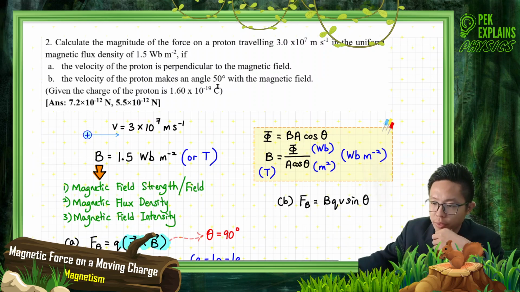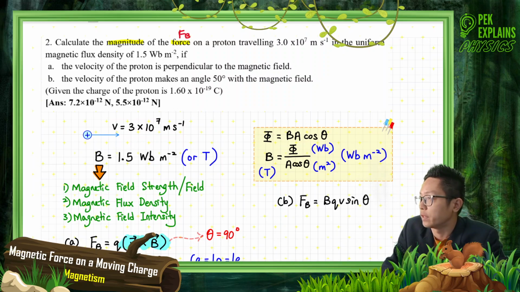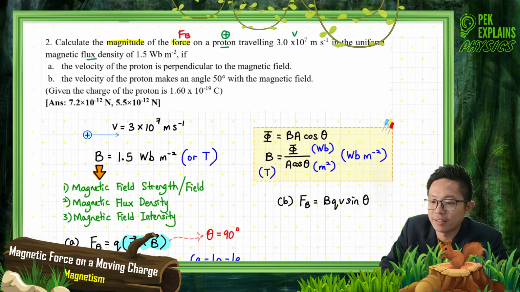Okay, so the question requires us to find the magnitude of the force. So we need to find FB. And it is a proton charge. As the question says, it is a positive charge, proton charge at this speed, V. Magnetic flux density actually is B, you know, magnetic field strength is the same thing.